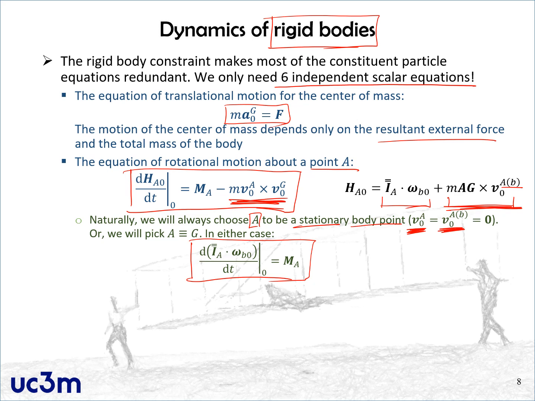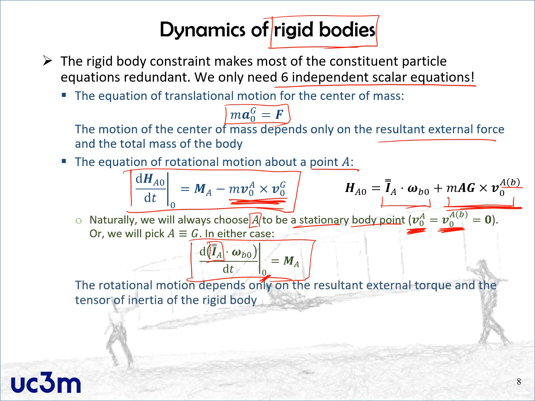Now, in this equation, we will see this equation in more detail later. You have to be careful because you have this tensor inside of the derivative, and the tensor of inertia is in general not constant in reference frame 0. So we have to take care about that. As we can see, when we have chosen the point A correctly, the equation of the rotational dynamics depends only on the resultant external torque about the point and the tensor of inertia about that point.